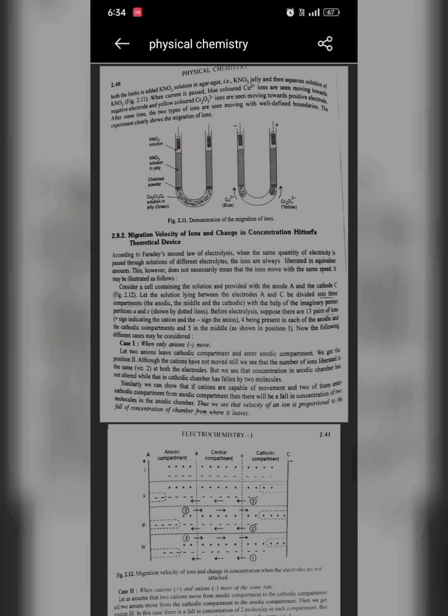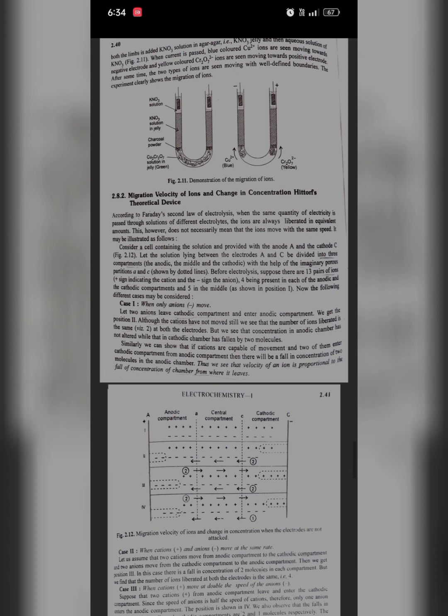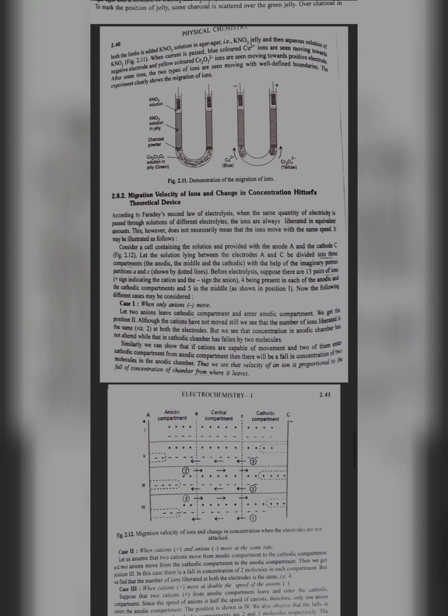Migration velocity of ions and change in concentration around electrodes: theoretical derivation. According to Faraday's second law of electrolysis, when the same quantity of electricity is passed through the solutions of different electrolytes, the ions are always liberated in equivalent amounts. This, however, does not necessarily mean that ions move with the same speed. It may be illustrated as follows. Consider a cell containing the solution and provided with the anode A and the cathode C. Let the solution lying between the electrodes A and C be divided into three compartments, the anodic, middle and cathodic, with the help of imaginary porous partitions shown by dotted lines.